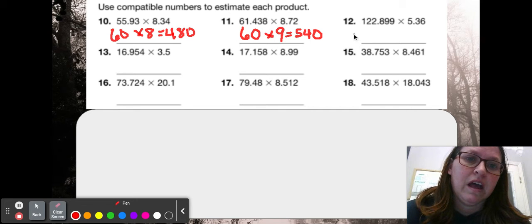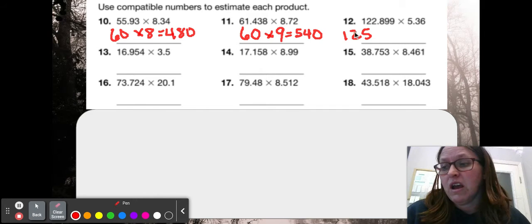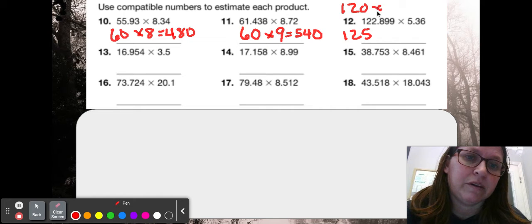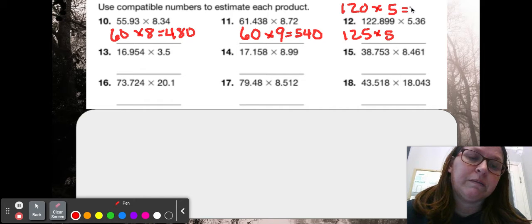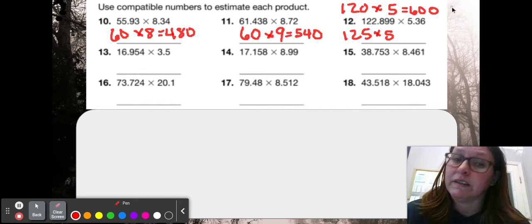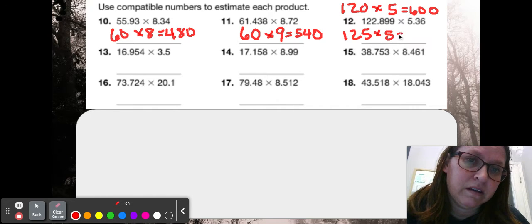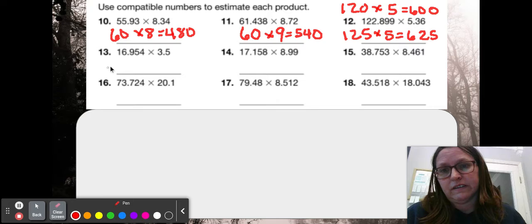Number 12, I'm going to round 122.899 to actually 125. It's kind of close. I could also do 120, so I will show you that as an example as well. And then 5.36 is close to 5, 12 times 5 is 60, and I'm going to add my 0 for 600. 125 is actually 625.